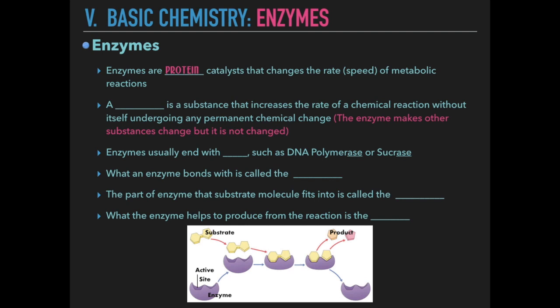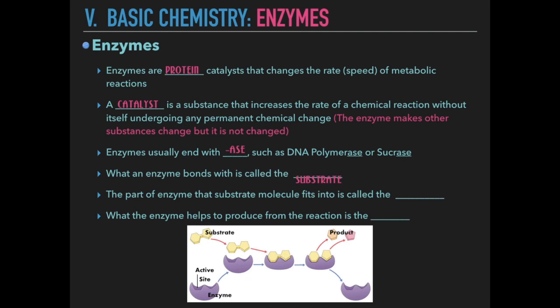So enzymes are specifically protein catalysts that basically increase the rate of a chemical reaction without the enzyme itself being changed. So the enzymes usually, when you take a chemistry class, the name usually ends with ASE. So if you heard about DNA polymerase, that ASE is a hint that it's an enzyme. Sucrose is the sugar, sucrase is the enzyme that reacts with it.